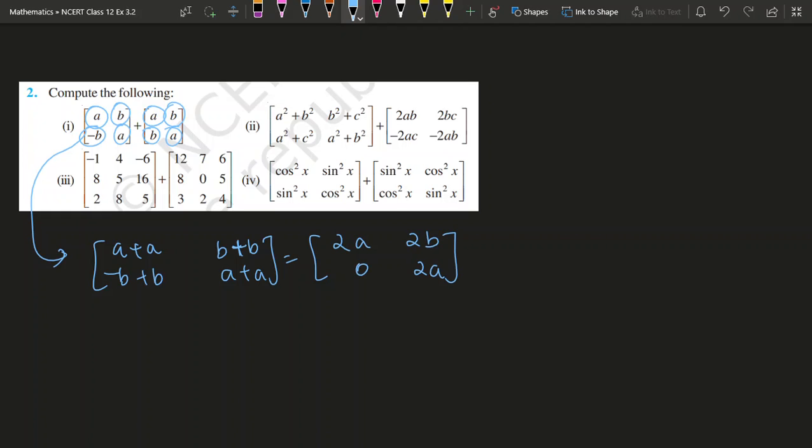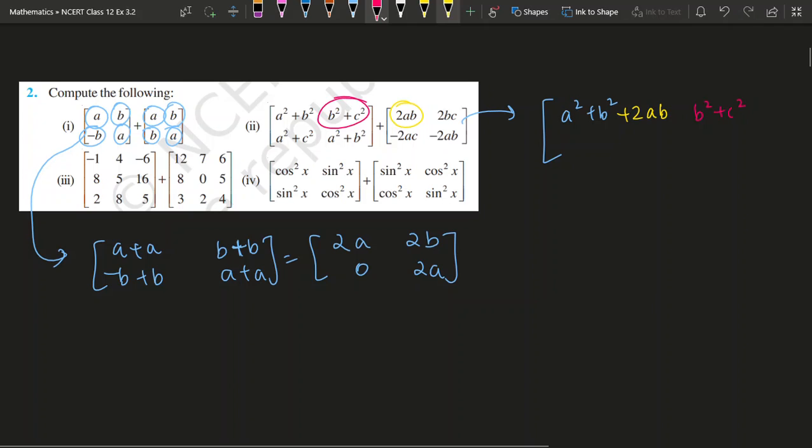And you can also try the other parts here. So 3 is quite similar. You just need to add it. For the second part here, you will have a squared plus b squared, and then plus 2ab. Then here you have b squared plus c squared, plus 2bc.